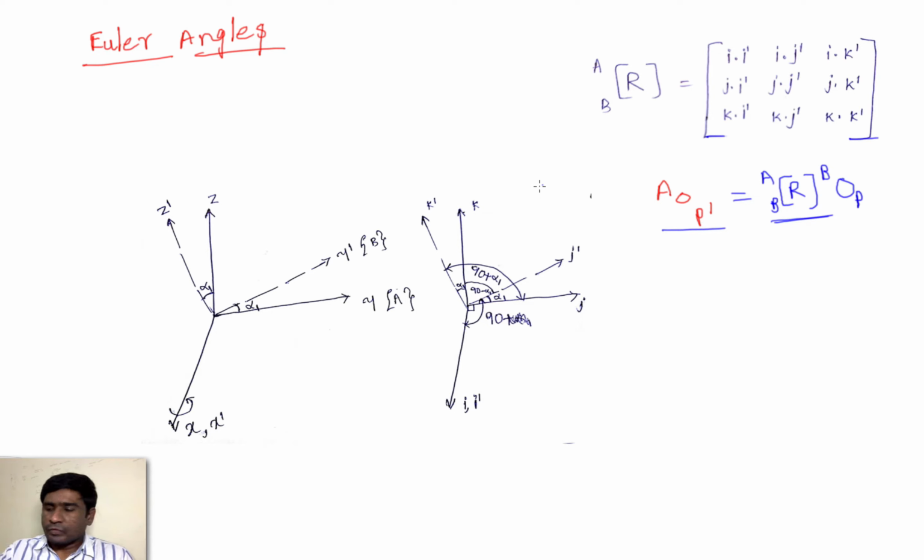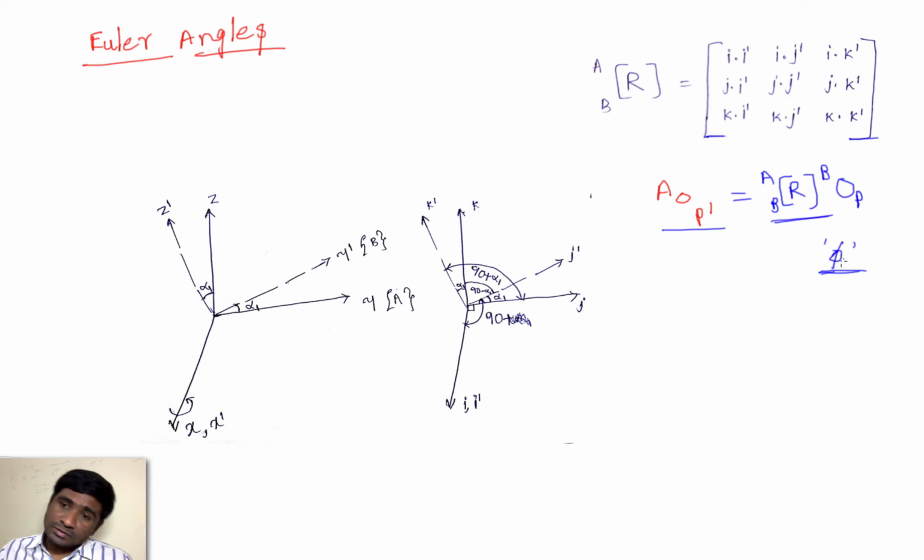The frame B, or the coordinate axis attached to the frame B, is rotating with respect to the coordinate axis A through an arbitrary angle phi, and it is rotating about an arbitrary vector in this space. So how do we find the rotation about this arbitrary vector in this space?